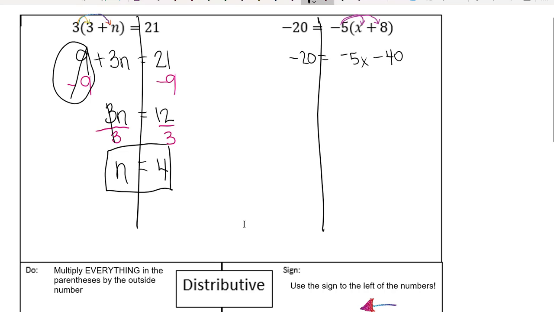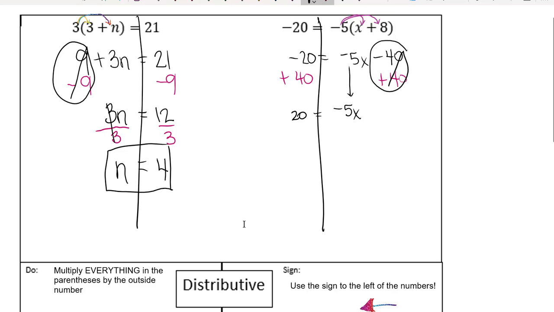Now at this point, it's a two-step equation, so I start with eliminating my constant. My constant is negative 40. I will eliminate it by adding 40 to both sides. Negative 20 plus 40 is 20. Bring down this negative, it goes with that 5. So this is negative 5 times x. And negative 40 plus 40 eliminate each other.